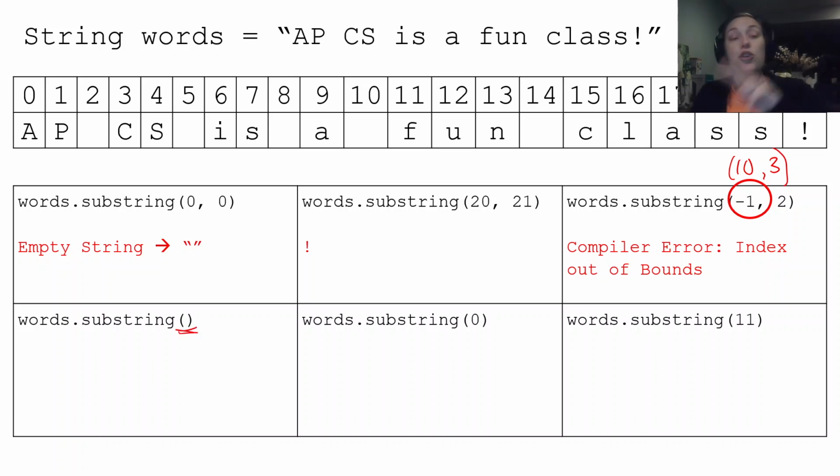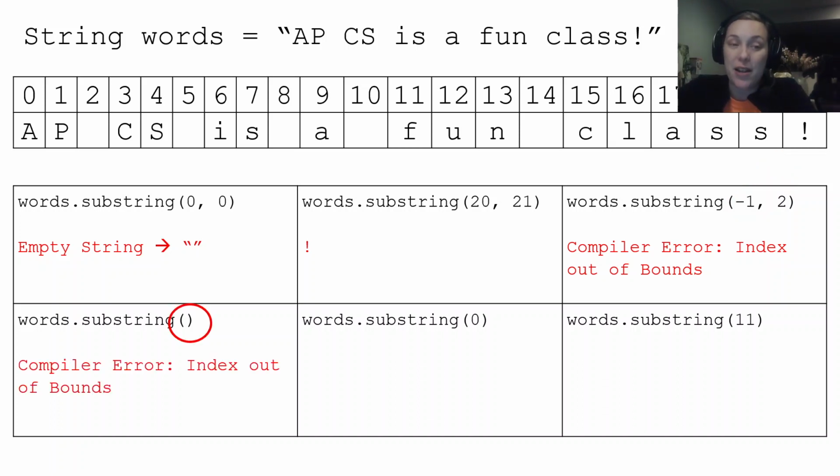Remember, substring either took 2 parameters or 1 parameter. So what happens when you have no parameters in there? You also get an error. Okay, index out of bounds. It's expecting either 2 parameters, 2 indexes, or 1 index. If it gets nothing, it's a compiler error.